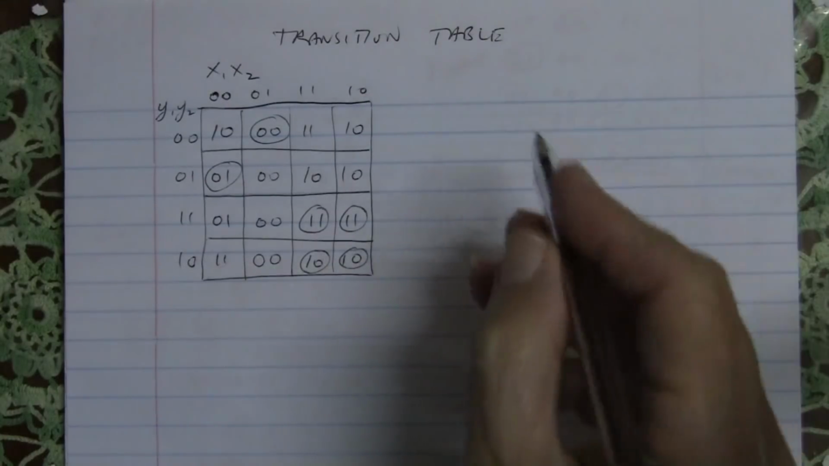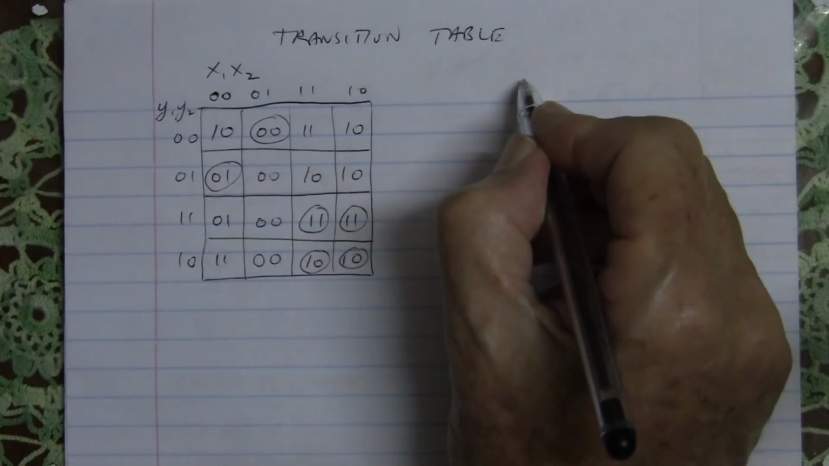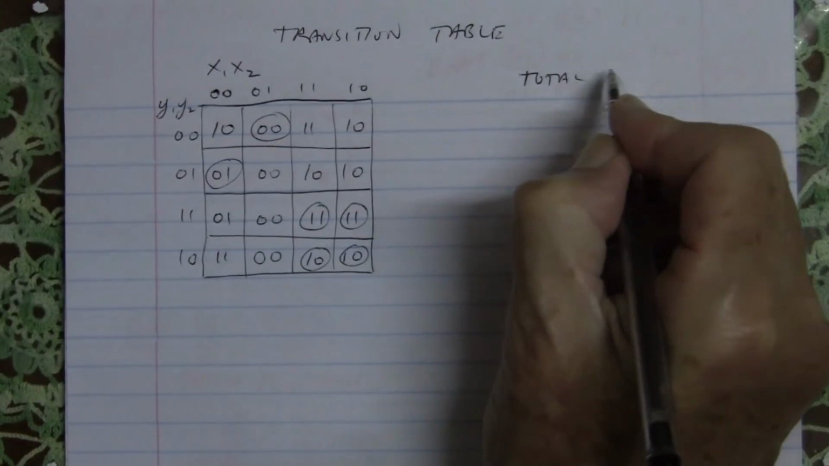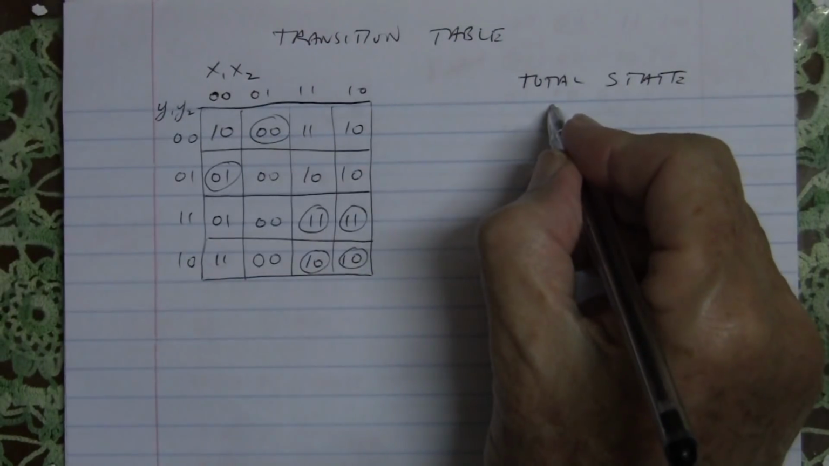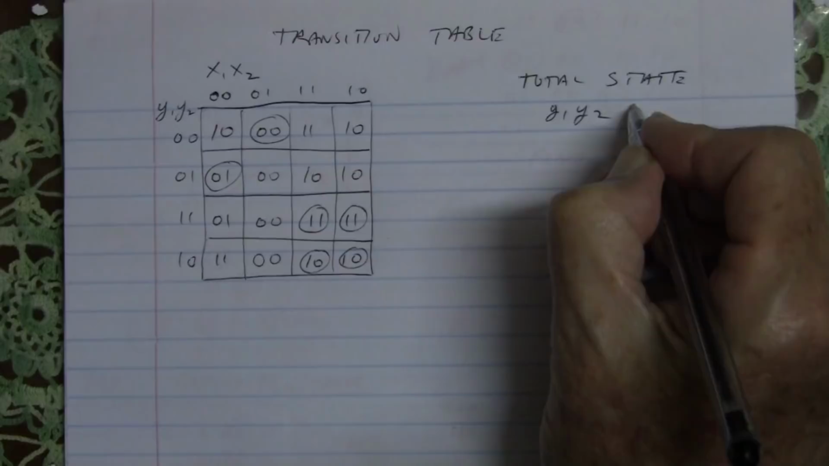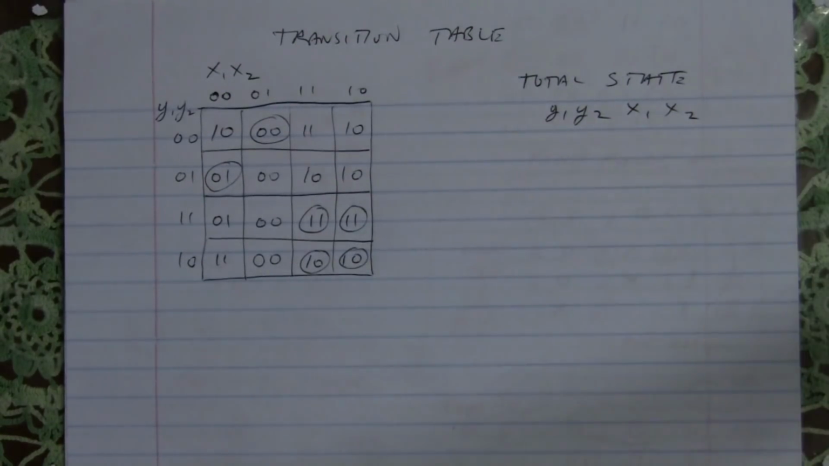Now it's normal to put the output on the right of the input when writing the total state, but in this particular case, for this type of diagram, we are going to put the output in front of the input because it's easier to read like a conventional Karnaugh map. So there's no reason why we can't do that. So we call it total state, and to remind ourselves, we just write y1, y2, x1, x2.